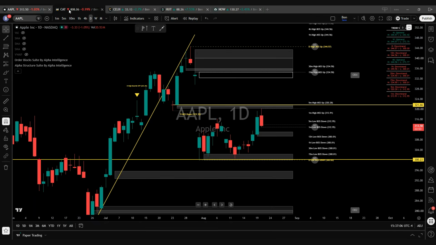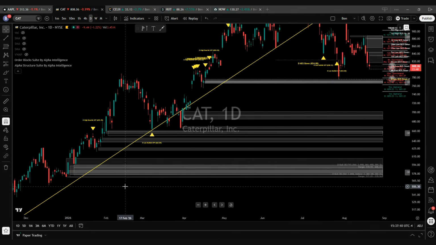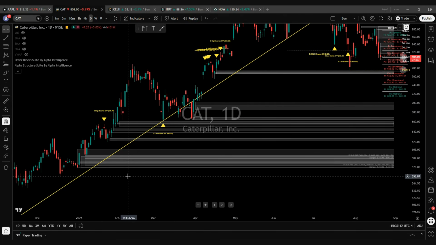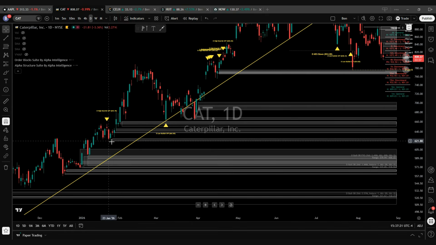So here's Caterpillar, CAT. Here was a huge surge to the upside. Look at this. Where was the uptrend? The trend was forming up. And look at this. You had this order block right here. Price action pushed up, created another set of order blocks, continued to push up.